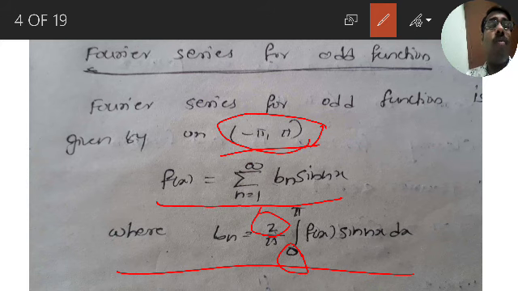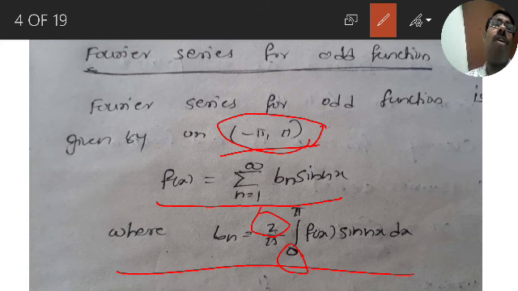So what is the Fourier series for an odd function? f of x is equal to sigma n is equal to 1 to infinity bn into sin nx, where bn is 2 by pi integration 0 to pi f of x into sin nx dx. So this is our Fourier series for odd functions. So in this class we are going to find Fourier series for even and odd functions.